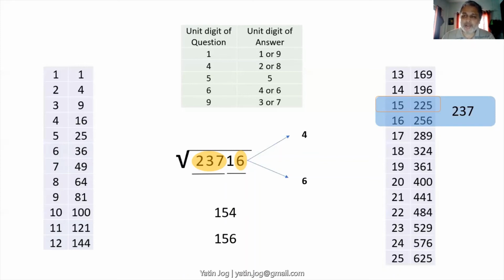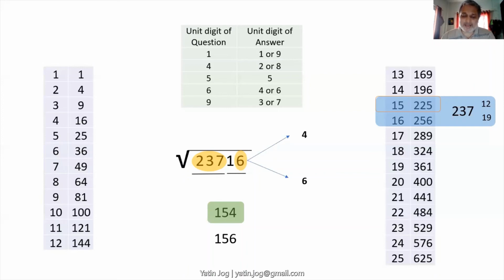Now in that, we'll calculate the distance of 237 from the squares. The distance of 237 from 225 is 12, and from 256 is 19. The minimum distance is 12, that is the lower number, so 154 is the answer. So 154 is the square root of 23,716. So this is how you can calculate square roots of large numbers, if you know the squares of the first few numbers, at least 12. And if you know till 25, nothing like that.